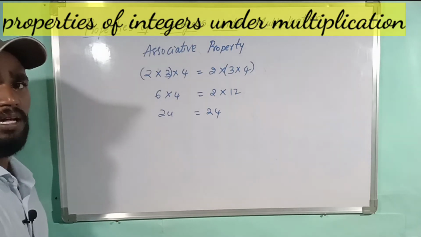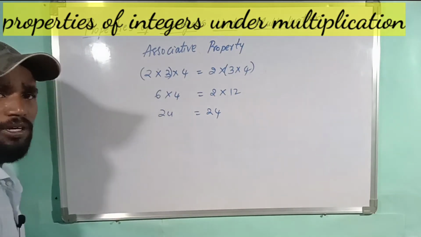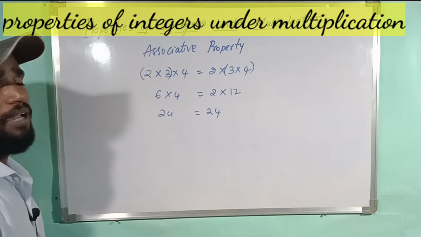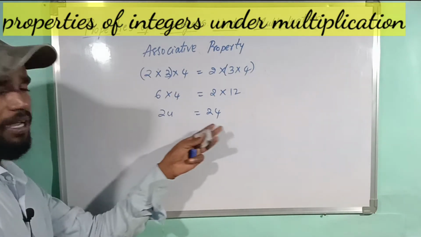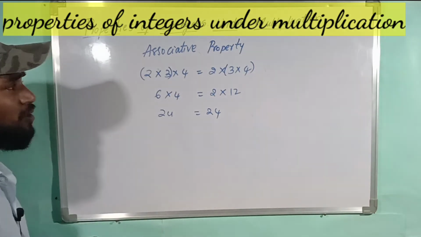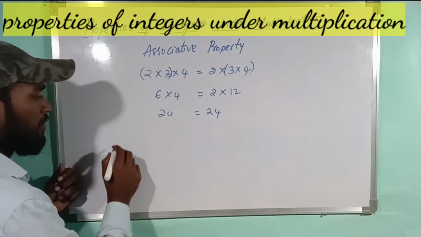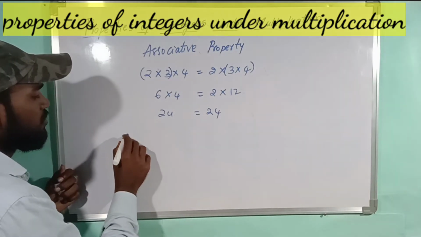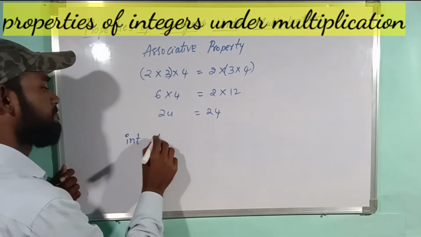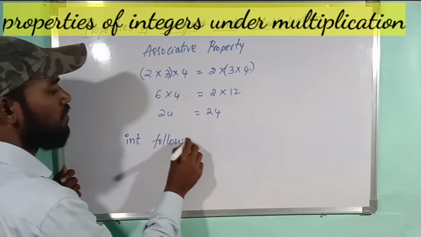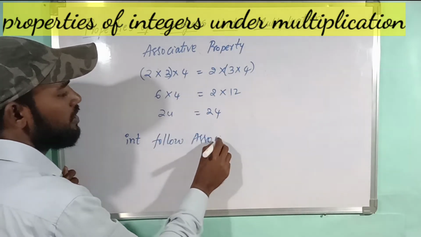You can take one more example. If you want to do one more, take any integers and do it in this manner. You can get the same answers. So what we can conclude by this is that integers follow associative property.